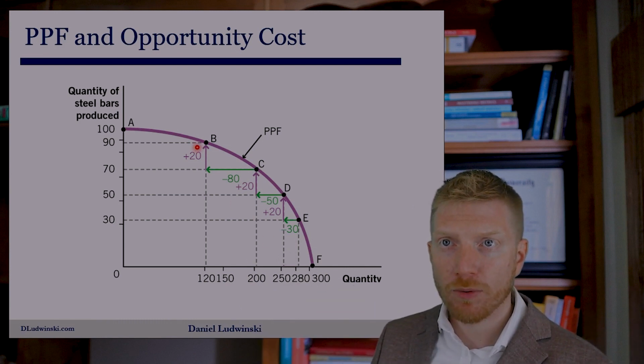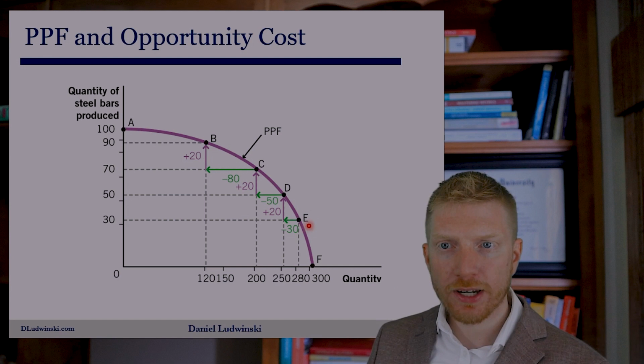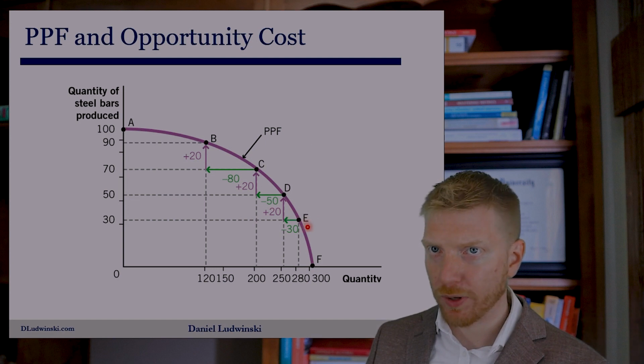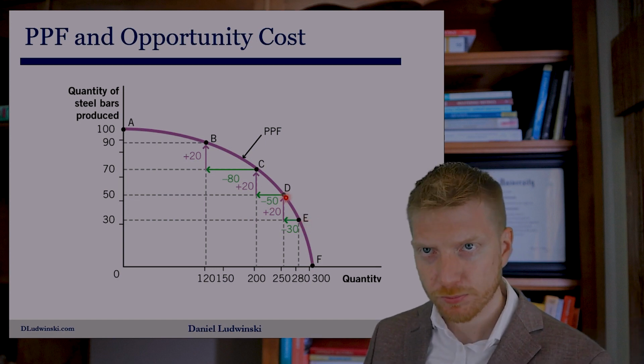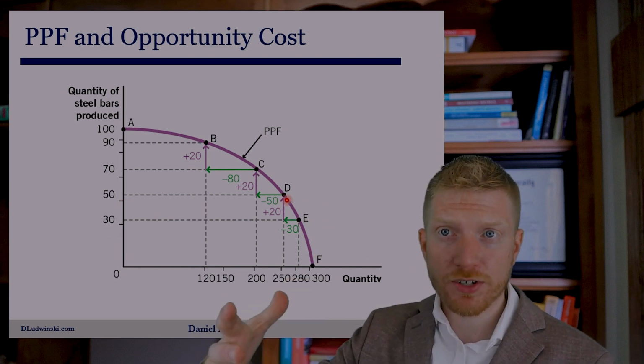Right? So let's say we want more steel, and we're starting at point E. In order to get 20 more steel here, we need to first give up 30 of our ketchup. And so we gave up 30 to get our 20. Moving from 30 to 50 steel. Let's say we want more steel, right?